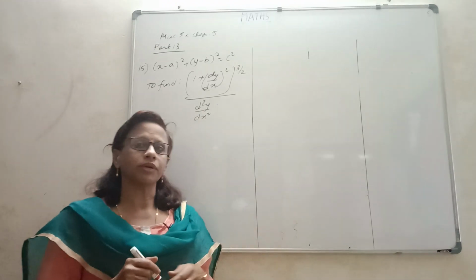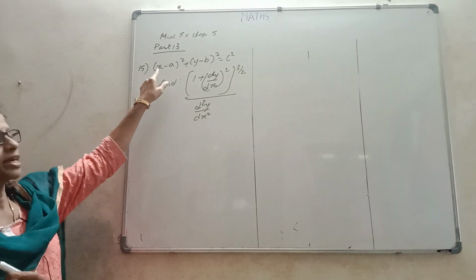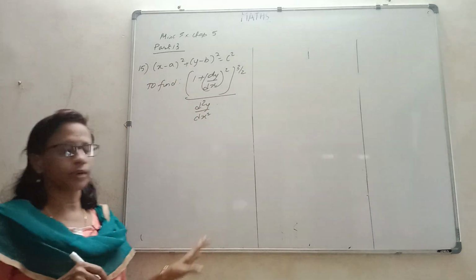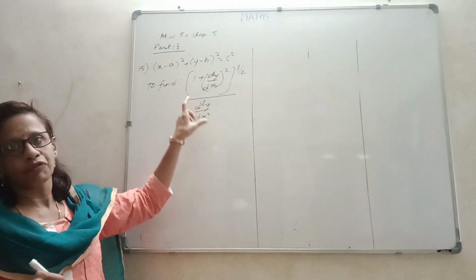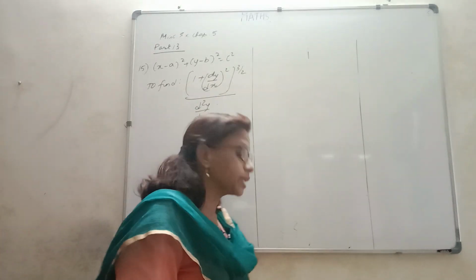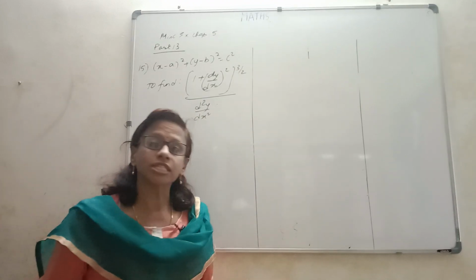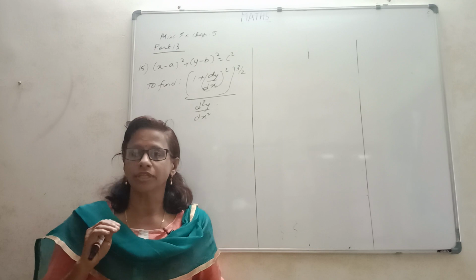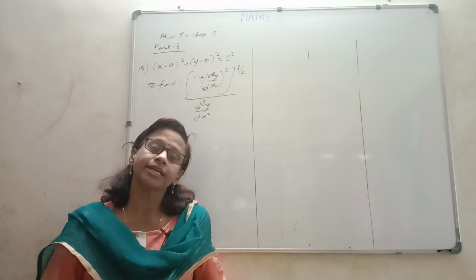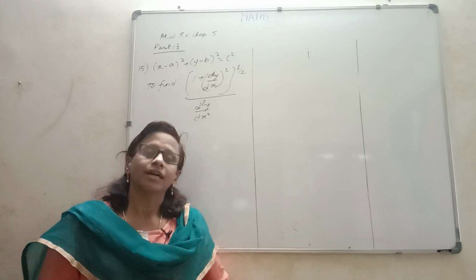Now in this video, they give us an equation: x minus a the whole squared plus y minus b the whole squared equal to c squared, and they ask us to find this expression. They say that it is independent of a and b, which means the answer that you get does not have a and b. So when you find this expression, you'll get an answer that will not have a and b. That's the meaning they tell us.